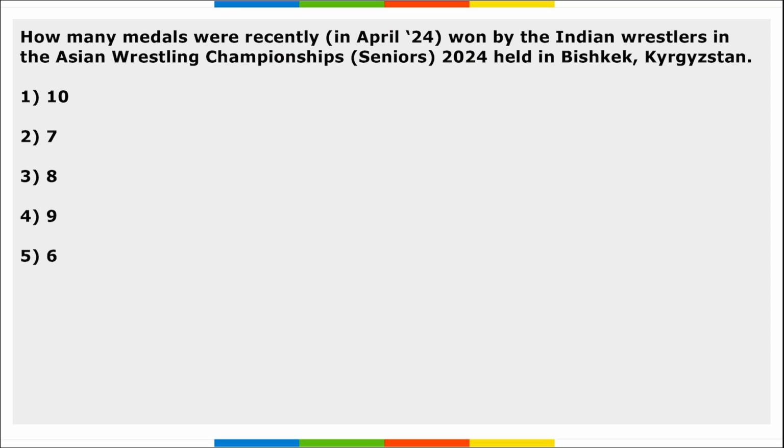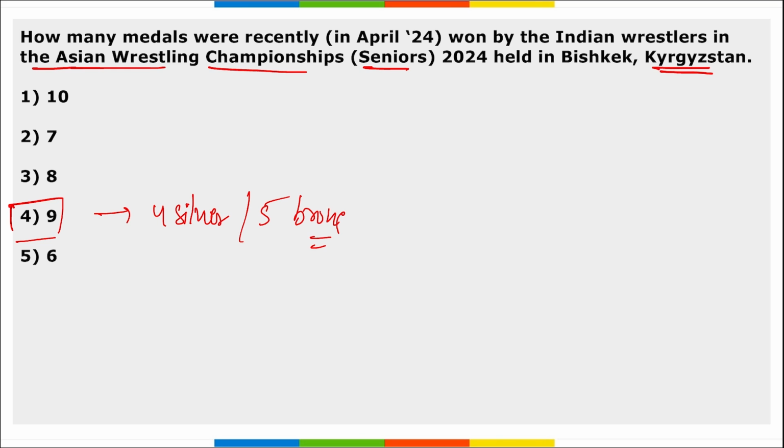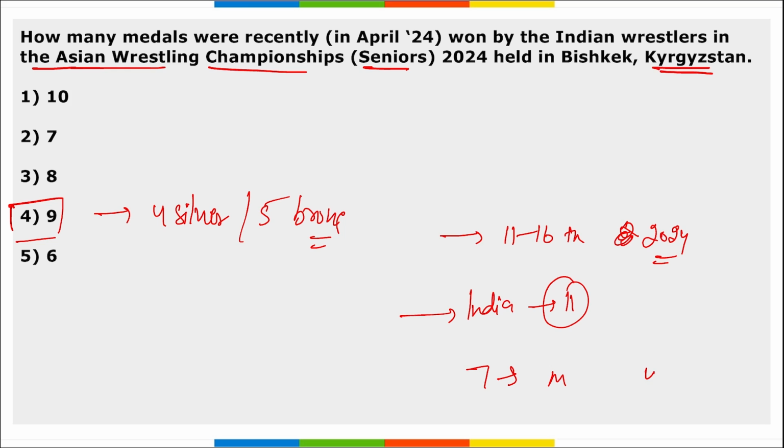Next, how many medals were recently won by the Indian wrestlers in the Asian Wrestling Championship of Seniors held in Kyrgyzstan? So a total of 9 medals, that is 4 silver and 5 bronze, were won in the Asian Wrestling Championship of Seniors 2024 that was held in Kyrgyzstan, and it was from 11 to 16th of April 2024. And India was ranked here what? India was ranked 11th in the Greco-Roman, 7th in the men's freestyle, and 4th in the women wrestling.